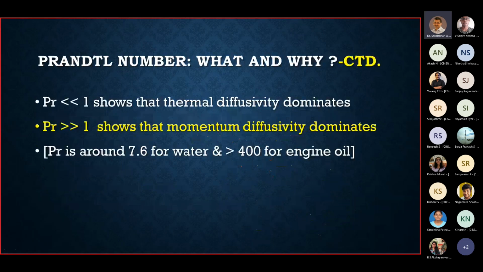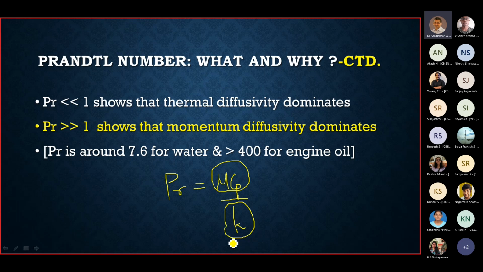Now we will look at the implication of Prandtl number on these two layers. I'll just restate the definition here: Prandtl number is mu Cp by K, all fluid properties. When Prandtl number is less than one, it means the influence of mu is lower than the influence of K. The influence of mu relates to momentum transfer. The influence of K relates to thermal diffusivity, or thermal energy transfer.